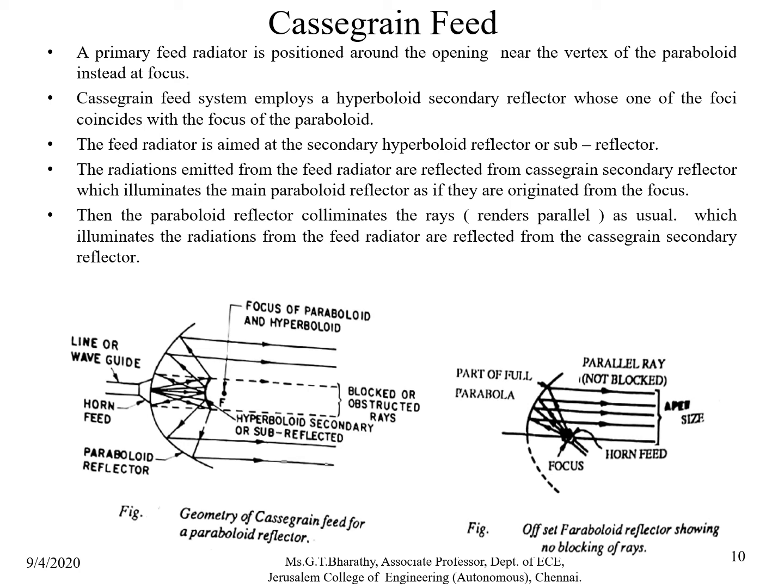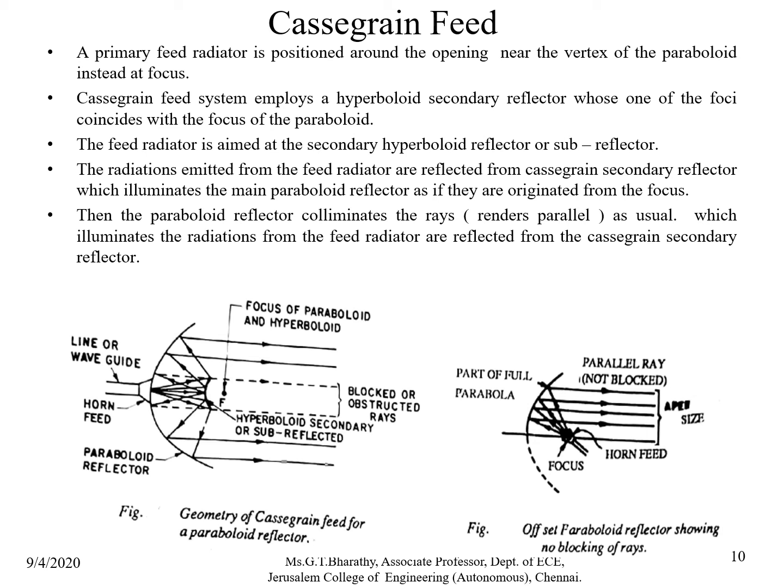So Cassegrain feed is another important feed method available for the parabolic reflector. In this Cassegrain feed, a primary feed radiator is positioned around the opening near the vertex of the paraboloid instead of its focus. This is a very important point to be noted. The Cassegrain feed system employs a hyperboloid secondary reflector. So you have the main reflector as well as a secondary reflector, one of whose foci coincides with the focus of the paraboloid. The feed radiator is aimed at the secondary hyperboloid reflector, or the sub-reflector.